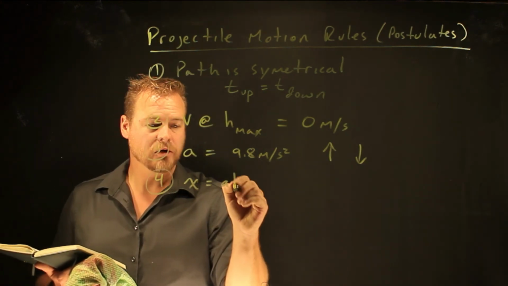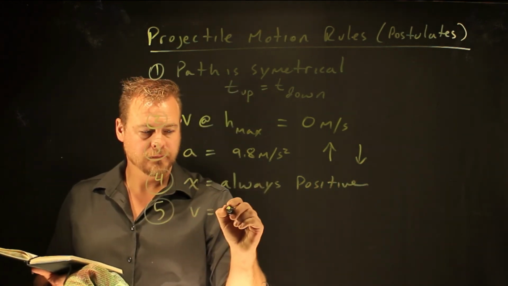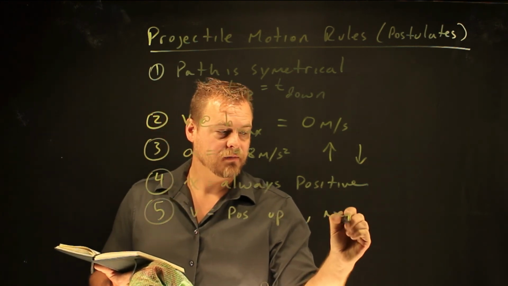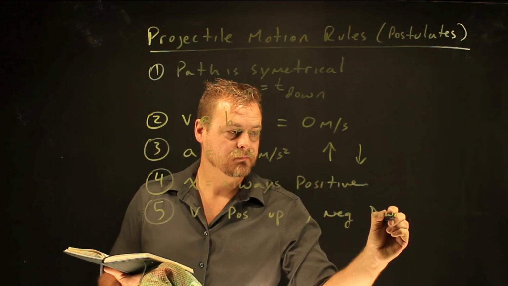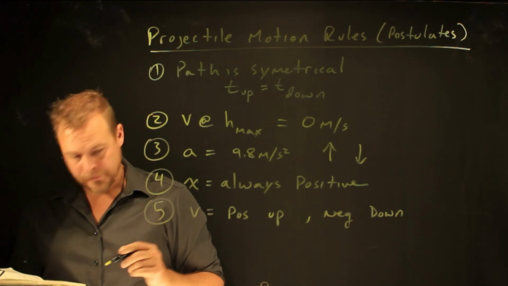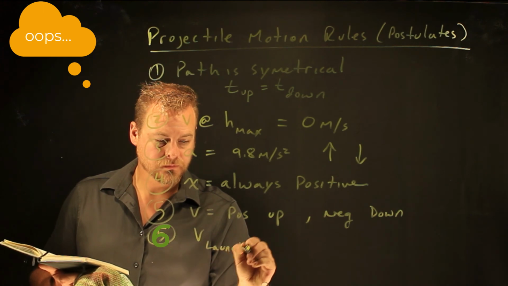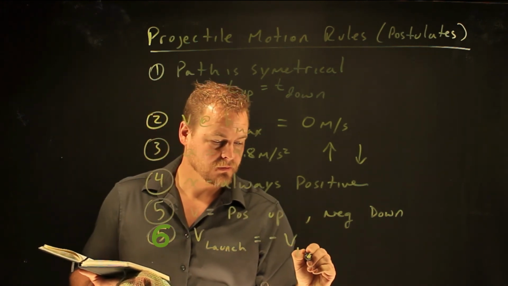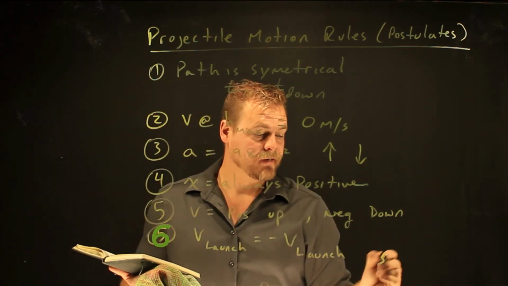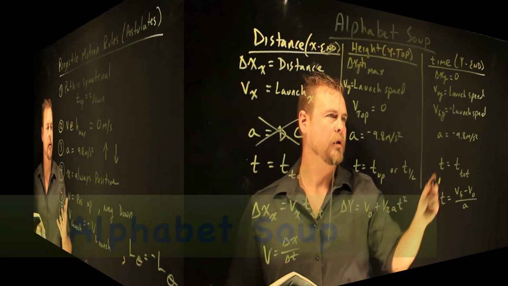X is always positive. V can be positive on the way up and negative on the way down, or vice versa depending on your reference point. V launch is equal to negative V launch. So the launch velocity is equal to the impact velocity, and that goes the same for the launch angle. I think I got them all.